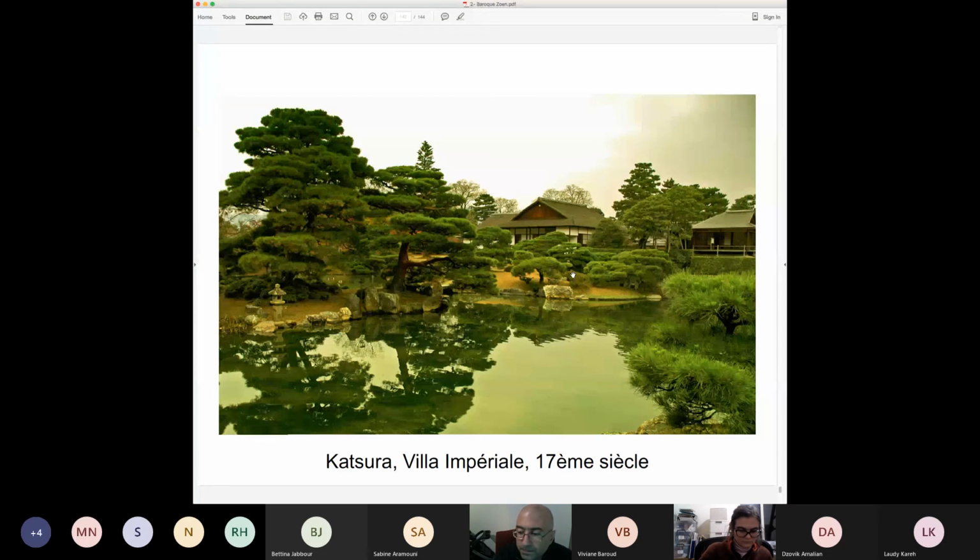This is Katsura. It's probably one of the two or three most beautiful gardens ever created. I think you would agree with me now from this small image that we see here. And by the way, the visit to Katsura is extremely limited, so unless you know the emperor. Anyway.